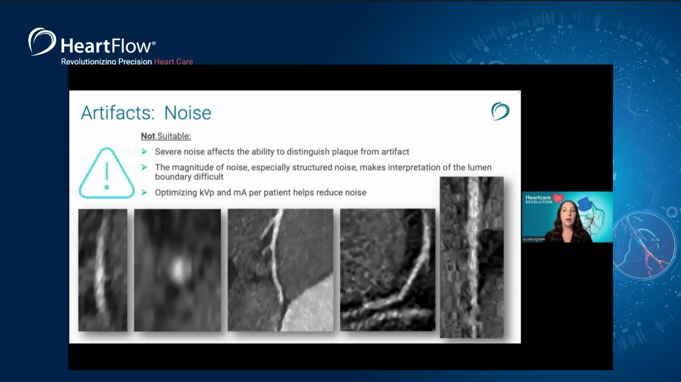Visualization of the luminal boundary is crucial for HeartFlow analysis. In these examples, due to high levels of noise, accurate determination of the luminal boundaries would be difficult. For this reason, HeartFlow is not able to process cases with severe noise.